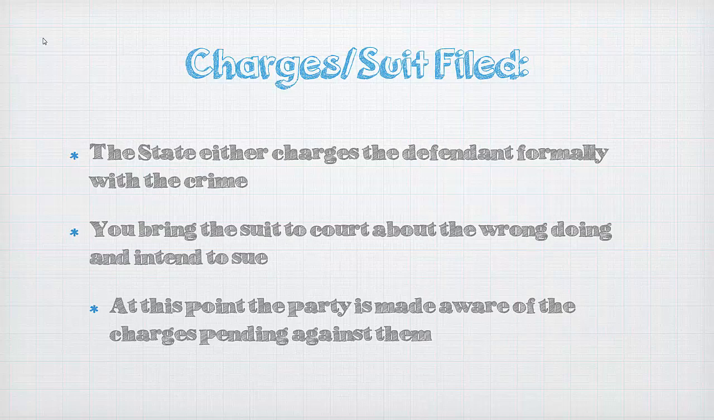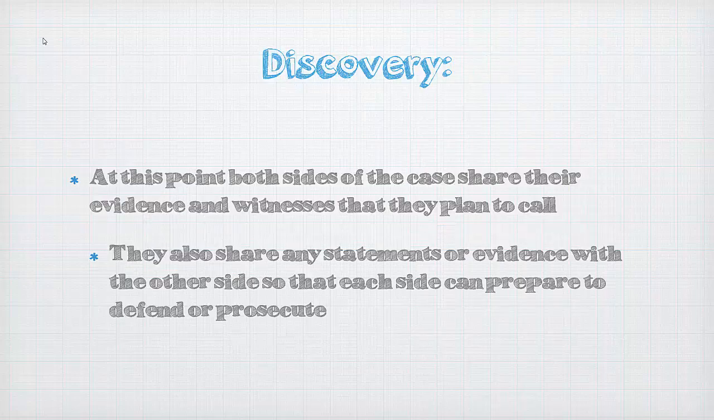Next, we're going to see charges filed. All right, so the state's either going to charge the defendant with a formal crime, so whether it be murder or speeding, there is a charge there. All right. If you decide to bring the suit to court, you will bring about that wrong that occurred, and you will inform the other side that you plan on suing. All right. So at this point, either civil or criminal, you're going to see the party be made aware what is happening and the charges pending against them.